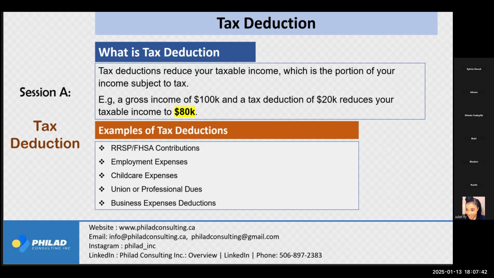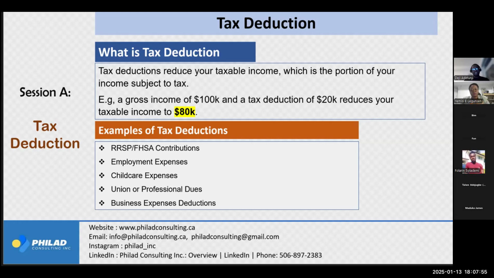We have several examples of this kind of deduction that we can use. The most popular one that we all know about is the RRSP, which is the Registered Retirement Savings Plan. Definitely, this is just a contribution towards your retirement savings. To calculate that, you have to use 18% of your previously earned income compared to a particular cap, whichever is lower. That is the room that you have to contribute.